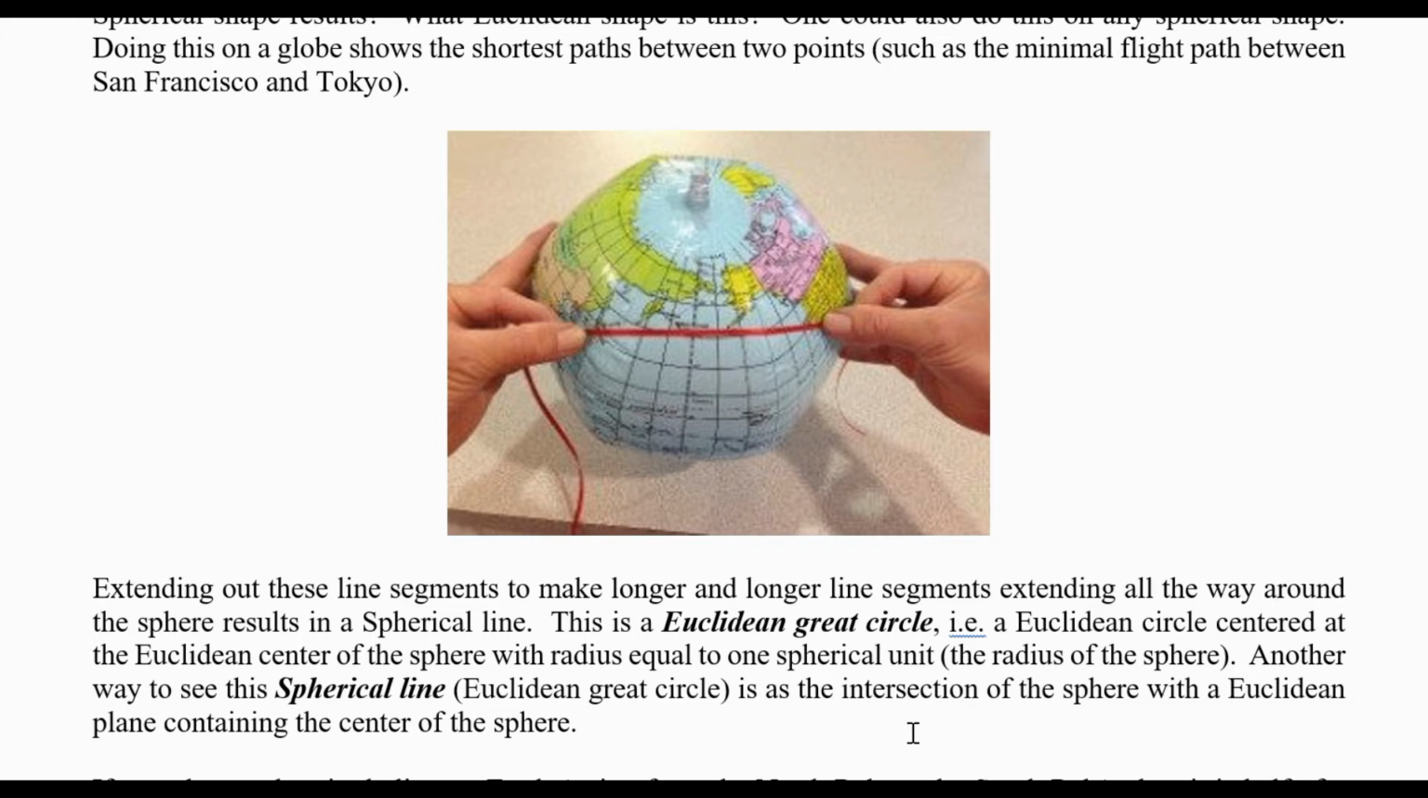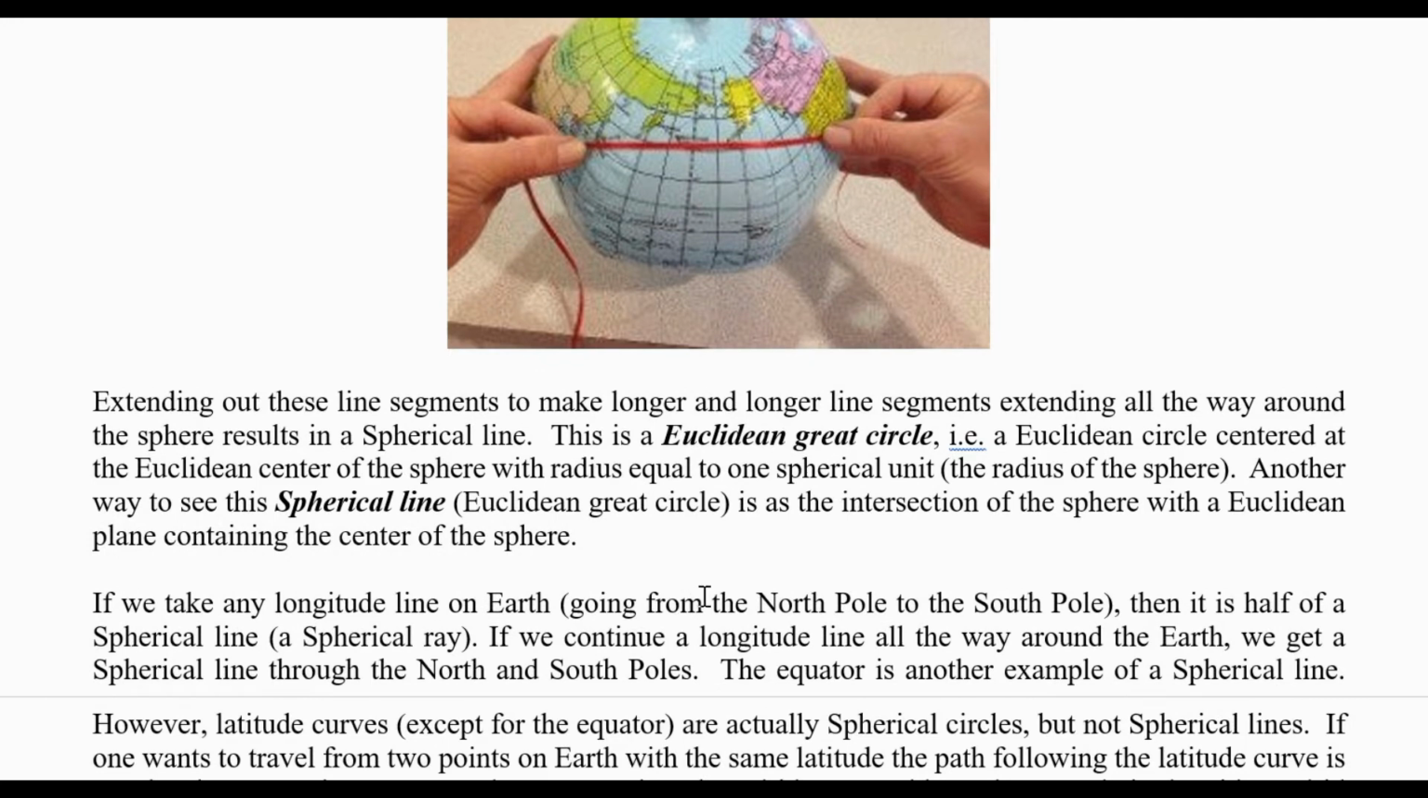Well, did you come up with the equator? Yeah, the equator is a good example of that. Another one is any of these longitude lines. They go from the North Pole to the South Pole, and if you go all the way around the Earth, extend them out, that is going to be a Euclidean great circle or a spherical line. So if we take any longitude line on Earth going from the North Pole to the South Pole, then it's half of a spherical line, so that'll be a spherical ray. And if we continue a longitude line all the way around the Earth, we get a spherical line through the North and South Poles. The equator is another example of a spherical line.